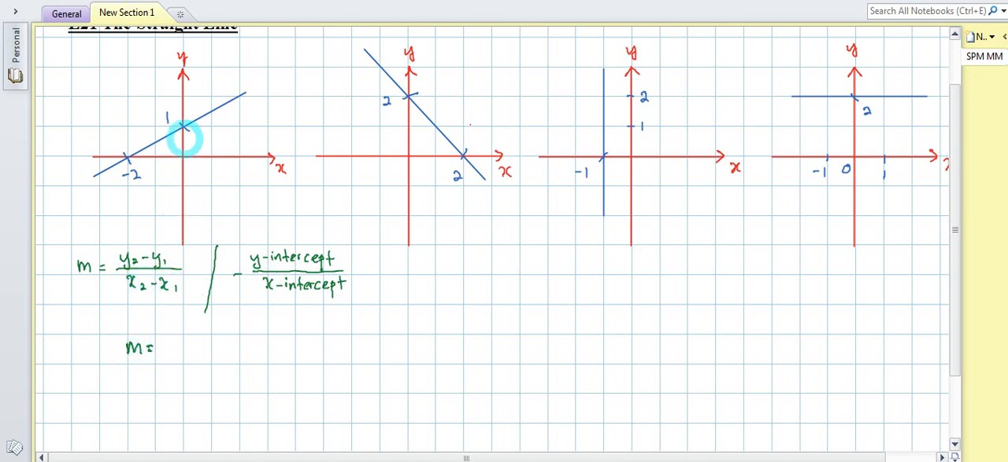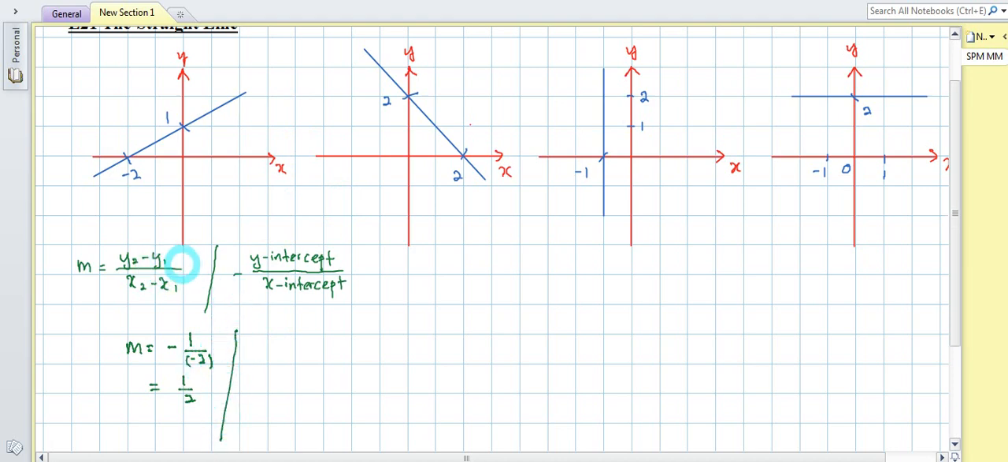Okay, we look at the first one. So let's say if I use this formula, I need to put a negative y-intercept. What is y-intercept? Y-intercept is the place where the straight line cuts the y-axis. So the y-intercept over here is 1, divided by the x-intercept, which is negative 2. Okay, so negative negative will become positive. Still remember just now I told you when the straight line is going upward like this, the gradient must be positive.